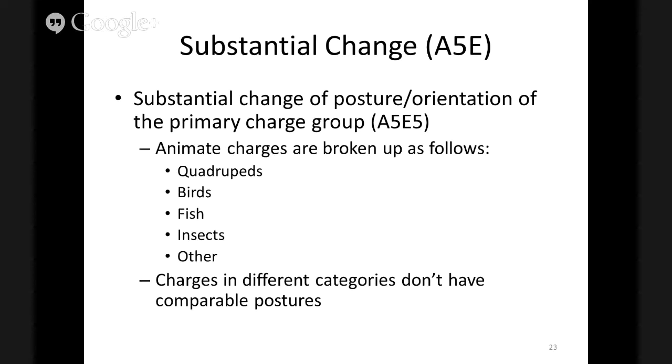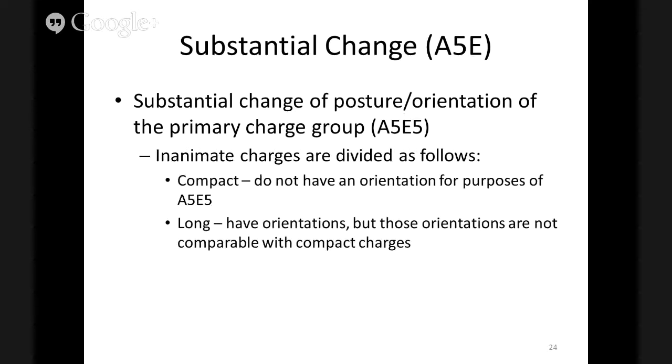So within animate charges, we break it up between quadrupeds, birds, fish, insects, and other. Quadrupeds are comparable with each other, birds are, fish are, insects are, other is kind of case by case. If they're in different categories, they don't have comparable posture. Inanimate charges are divided into compact, which really don't have an orientation at all, think a mullet, or long, the aforementioned spear. And these do have orientations. Again, there's no comparable orientations between compact and long.